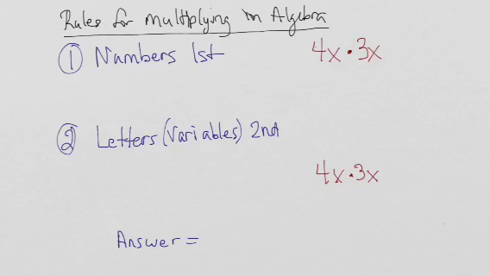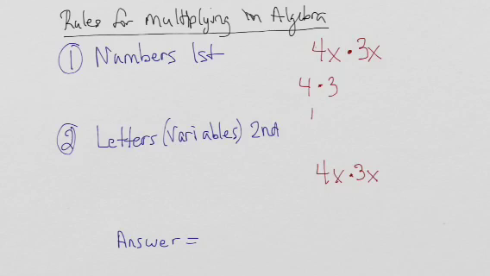All right, now, when you're multiplying in algebra, simply two rules to follow. Numbers first, letters second. It's a simple process. So for example, if I have this problem that's written off to the side here, 4x times 3x, I will multiply the numbers first. I will multiply 4 times 3. That will happen first. All right?